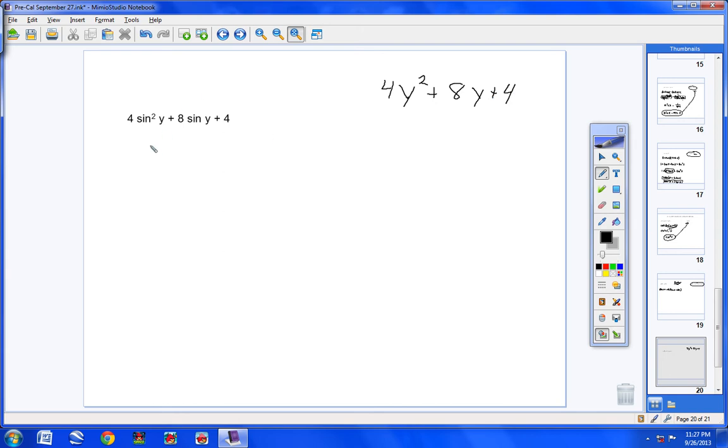There. Instead of putting sine squared of y, just put y squared. And instead of putting sine of y, just put y. Notice there's a 4 out front, so I put a 4 here. Notice there's an 8 here, so I put an 8y.